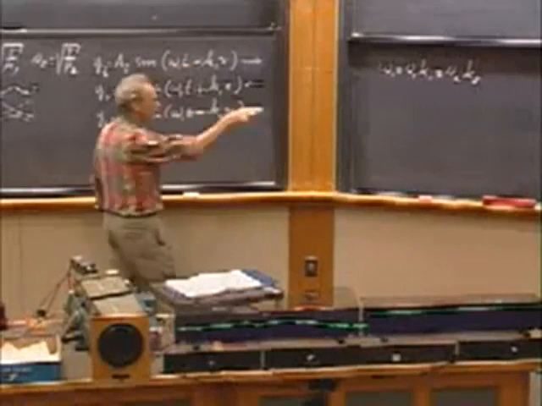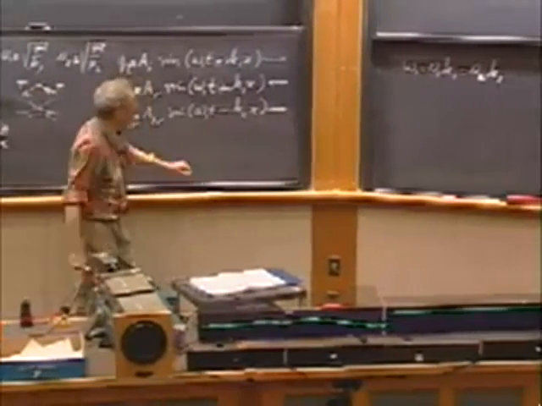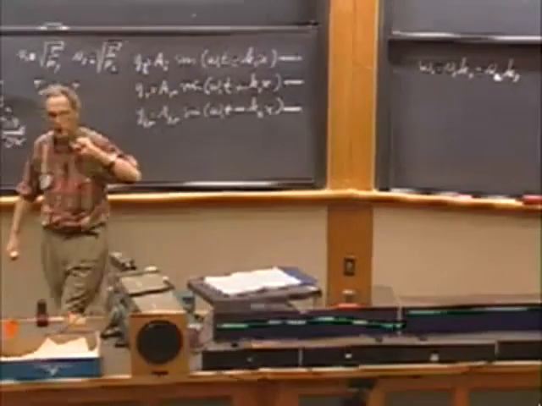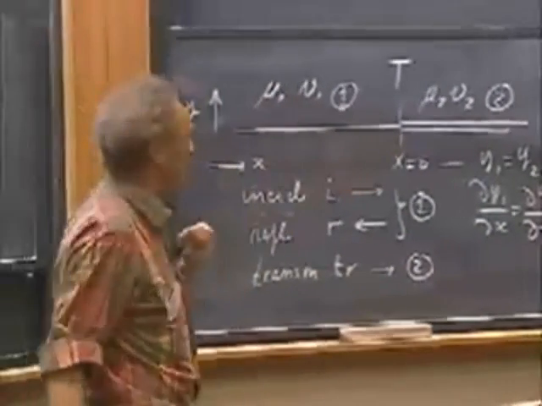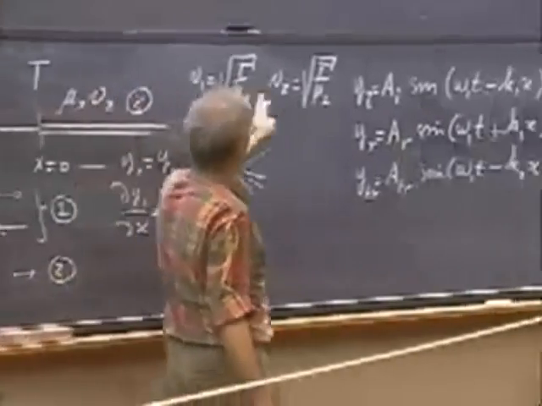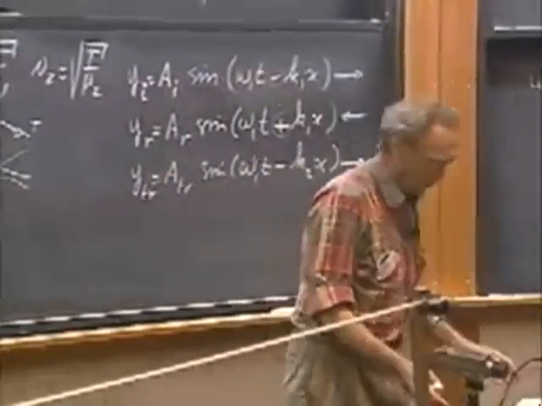So this goes into the second medium. The minus sign indicates that's going in this direction, but the k2 is different because the speed is different, because v2 is different from v1. And so with the same frequency, I get a different value for k.